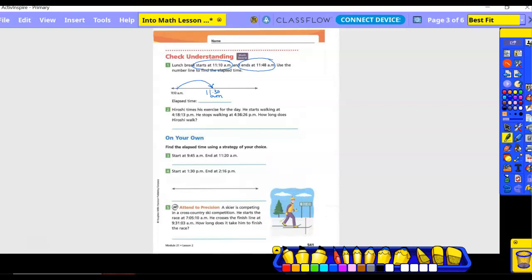Is how much time? 20 minutes. And then to get me from here to here, so 11:48 a.m., gets me what? How much is it from? 18. This should be an 8. Sorry, guys. 18 minutes. So 20 plus 18 is what? 38. So 38 minutes.